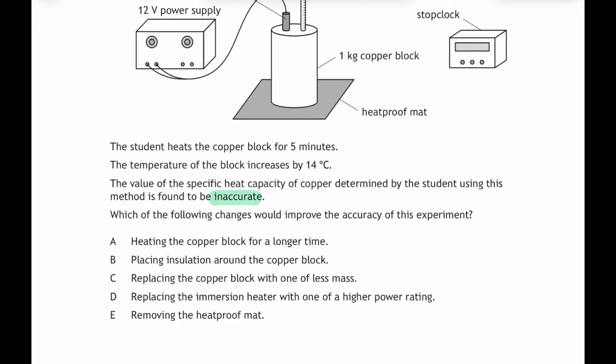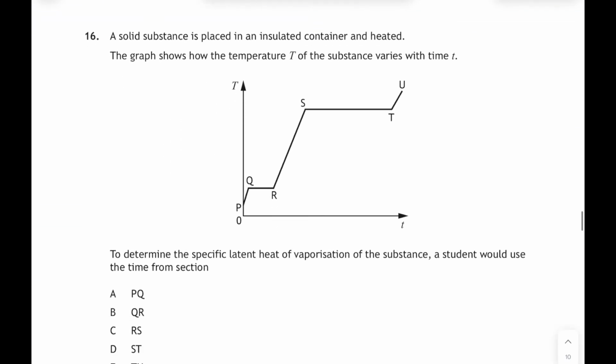And if you have done this experiment, you realise that the value that you get for the specific heat capacity of copper is much higher than expected, because you're losing heat energy out the sides of the block to the air that's in the room. And the only way to make it more accurate is to place insulation around the copper block to try and reduce the amount of heat energy that's escaping. So the answer is B, place some insulation around the copper block. A lot of reading in that question, but a kind of common sense answer there.